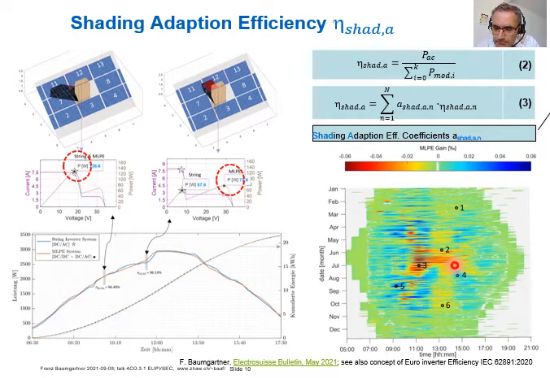And red here means we have less power coming from the optimizers, and blue means a gain of energy from the MLPEs. In the morning, for example at 9, where we have less power, blue means a gain of energy from the MLPEs, and at noon we have less power from the optimizer.